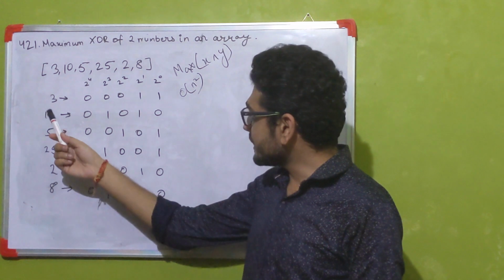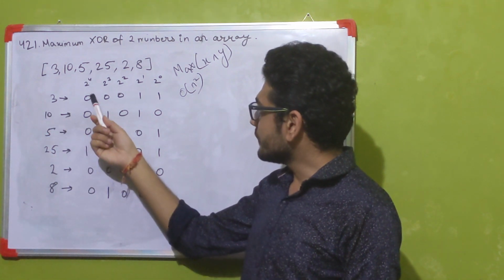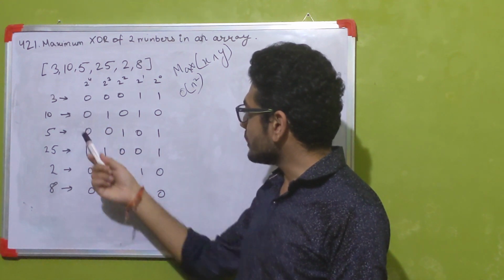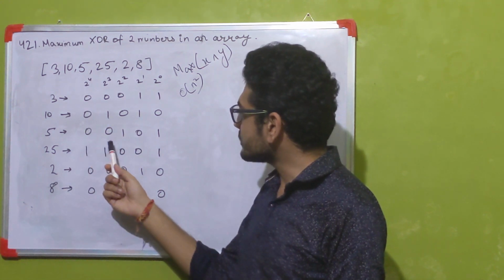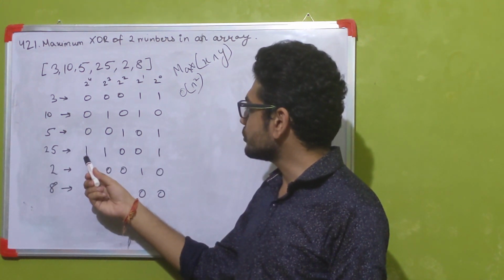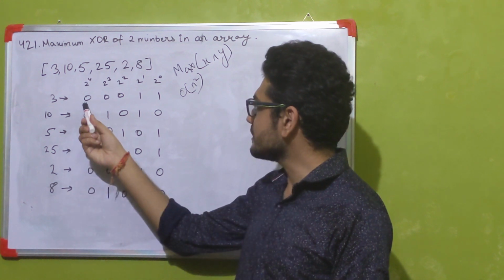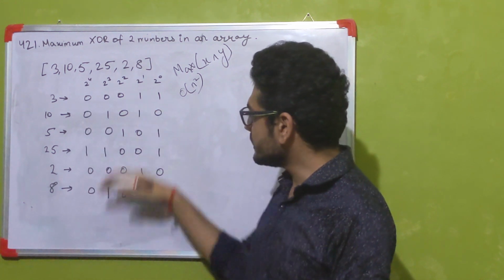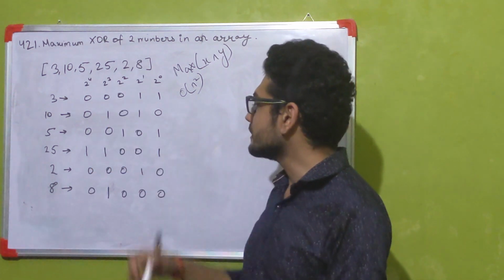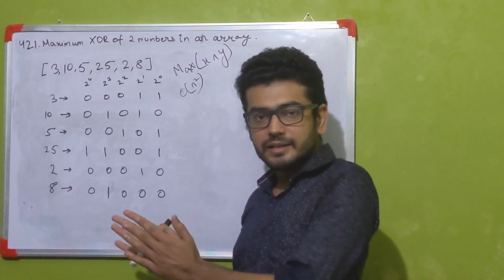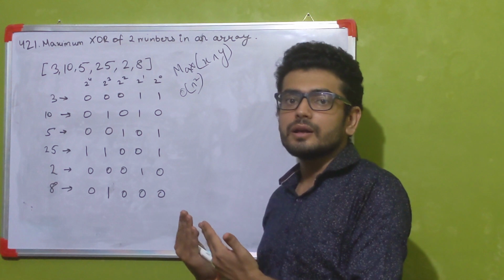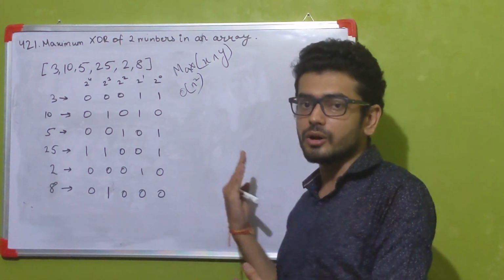For example, if we take 3 as a number, where the most significant bit is 0, and take the XOR of 3 with all these numbers, we find that the XOR would be maximum with 25. Why? Because 25 has its most significant bit as 1, whereas 3 has most significant bit as 0, and all these other numbers have the most significant bit 0, which is same as that of 3. After checking the most significant bit, we do the same kind of test for the second most significant bit and so on.